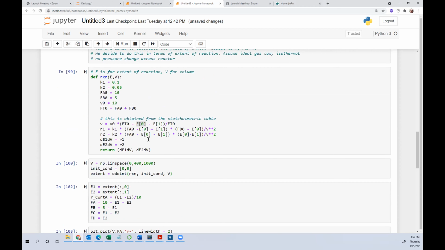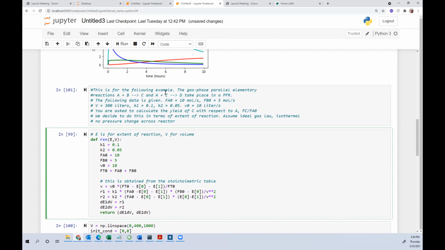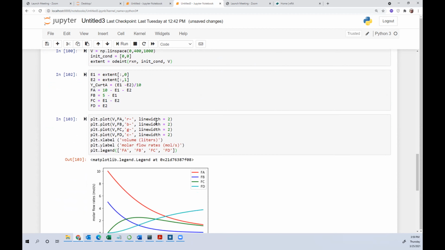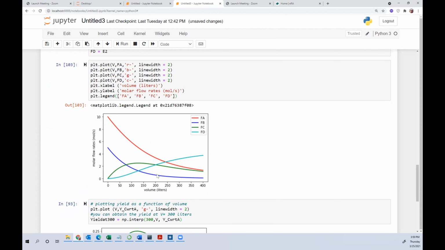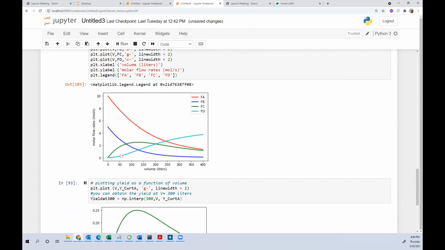So you could imagine, basically once B is depleted, there's no more C being formed, but C is going to react to form D. So that's what's happening here. So once B is depleted, D starts being made, but C is now being depleted. So that's what this plot is looking like.